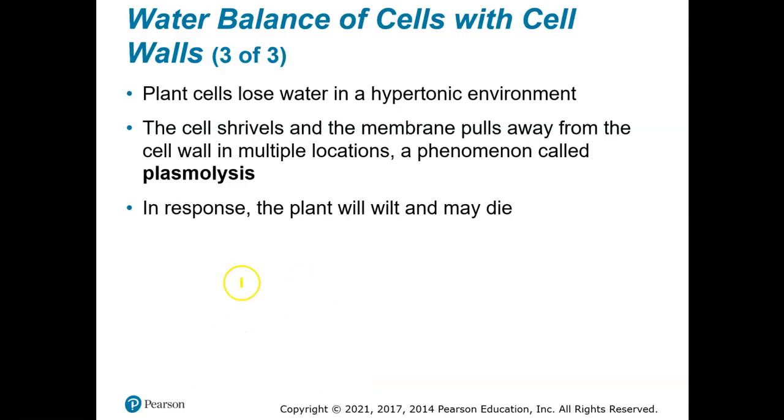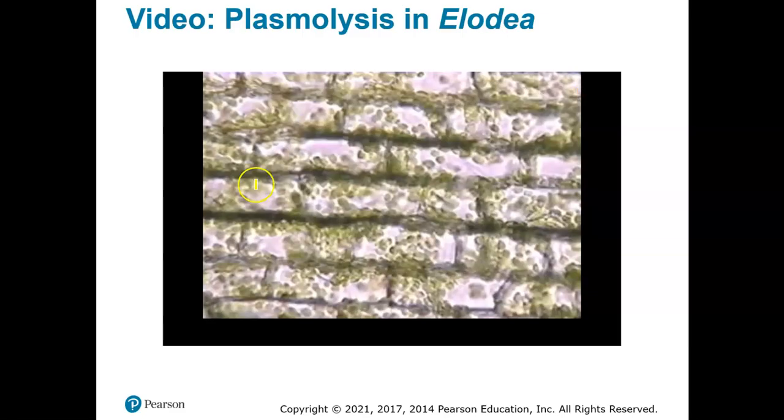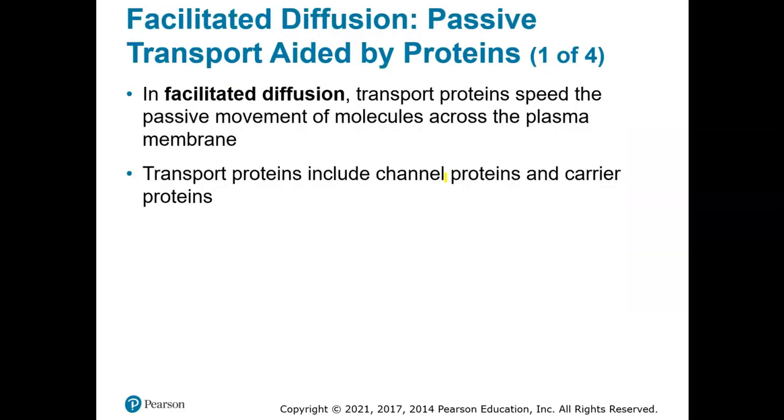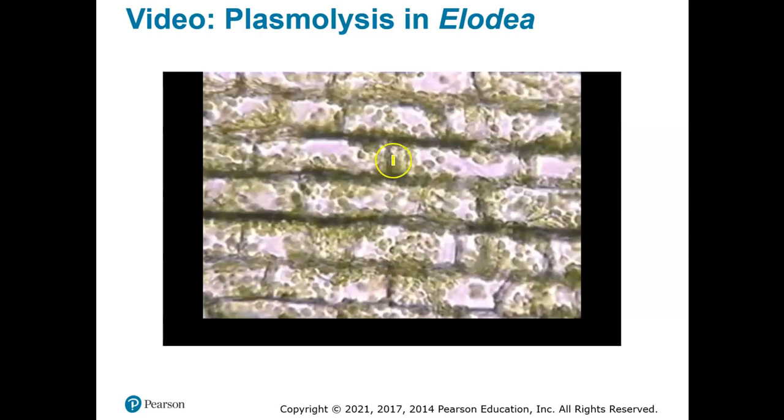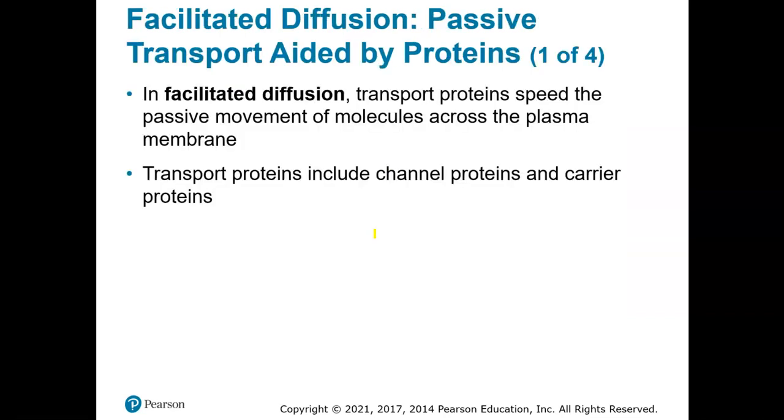There is a word that I want you to know, and it's called plasmolysis. When plant cells are placed in hypertonic environments, such as a high concentration of salt water, then when the plasma membrane pulls away because the cell is shrinking, we call that plasmolysis. It causes the plant to wilt, and it could die from that. And you can watch plasmolysis in this video. This is actually what you would see if you were looking in a microscope. So I like these videos.